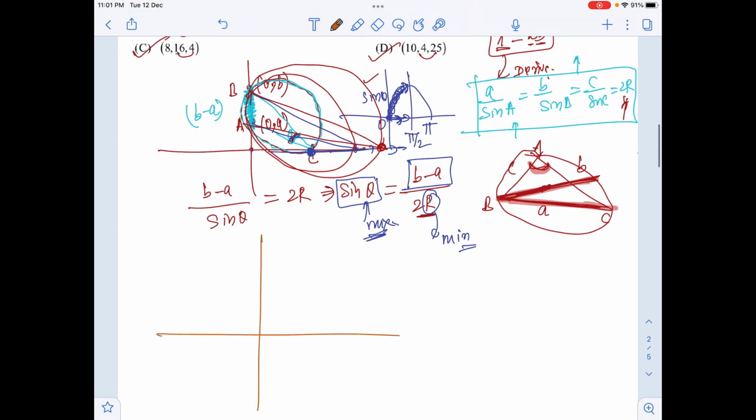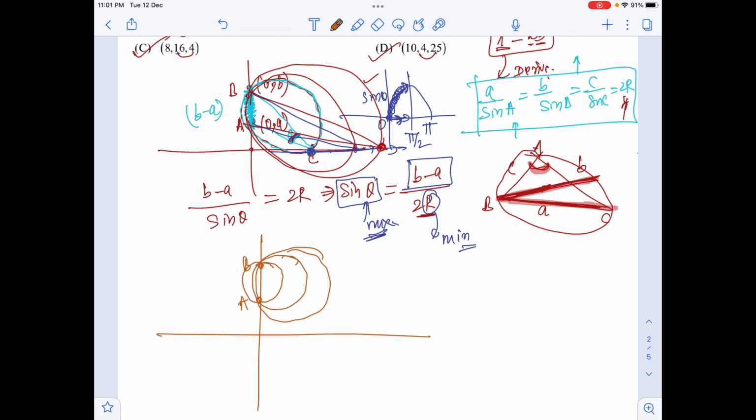Now you might ask, there will be infinitely many circles? No, there will be a unique circle which will be passing through these 2 points and also passing through a point on the x-axis. Okay, so of course circles passing through A and B can be infinitely many, right?